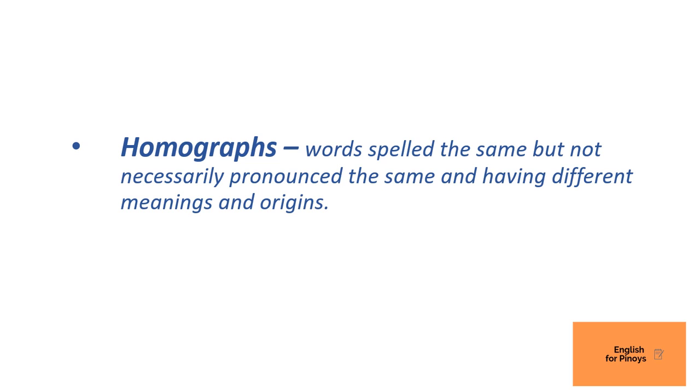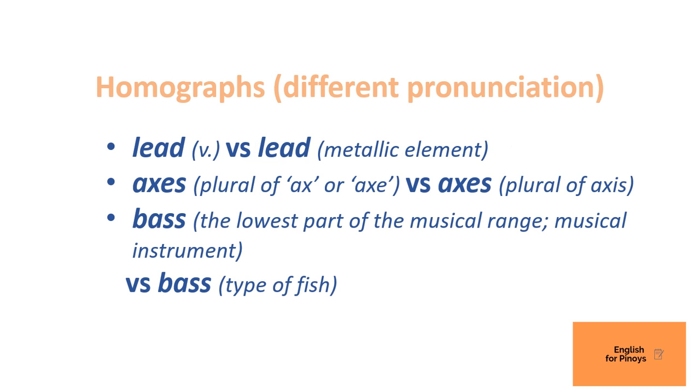Okay, contrast that to homophones, which are words that are pronounced exactly the same, but they have different spelling and different meaning. If you'd like to check out the video that I did on homophones, you can click on the link above. But here we're going to talk about homographs. Again, these are words that have exactly the same spelling, but sometimes they're pronounced similarly, sometimes they're not, but they have different meanings and origins. Let's have examples. First, we're going to have examples of homographs with different pronunciation.